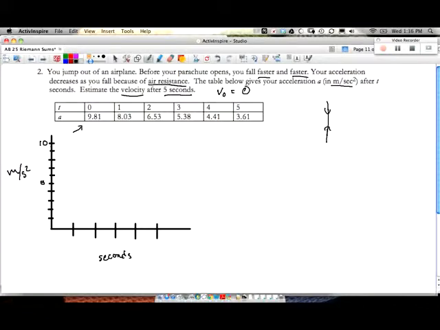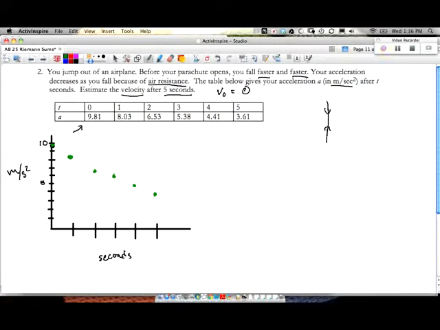So the first one, 9.81. So we're about 10, not quite 10, but pretty close to it. Let's color this in with green so we can see that dot a little bit better. The next dot is at about 8.03, so just above 8. Then we got 6.53, so between 6 and 7, about here. 5.38, probably about there. And then 4.41 is probably about there. It's close to a straight line, but not exact. And then 3.61, so probably about here.